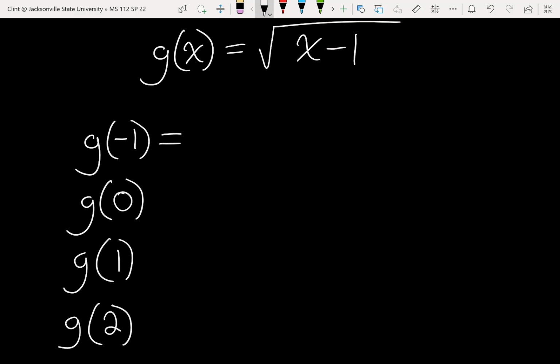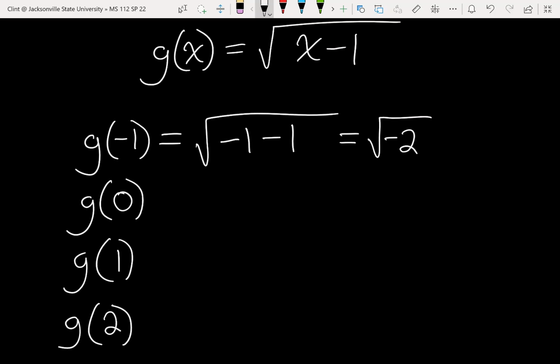So if we try -1 for x, to see what we'll get for our output, we'll have -1 minus 1. So that'll be the square root of -2. Kind of have a problem there. So we need to put this in context. When we're talking about functions, we're only going to be concerned with real numbers, and we're not going to worry about i's and complex numbers. You can have functions that work with complex numbers, but that's way beyond where we're going to be.